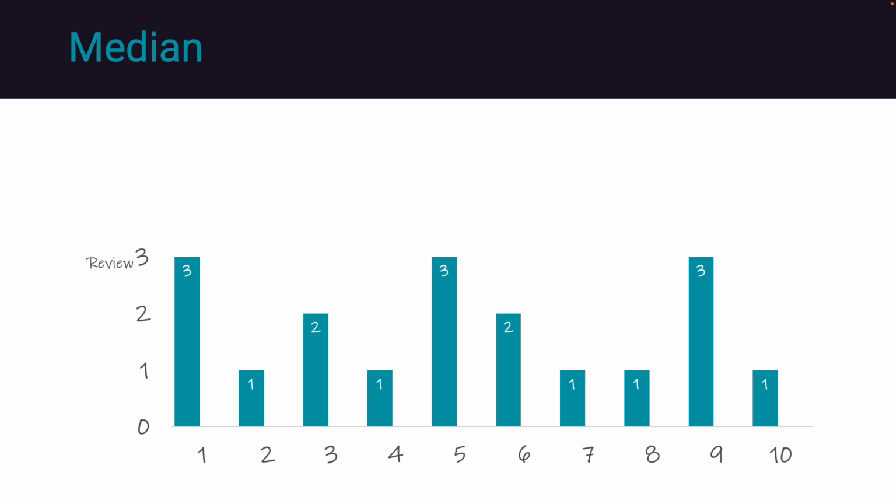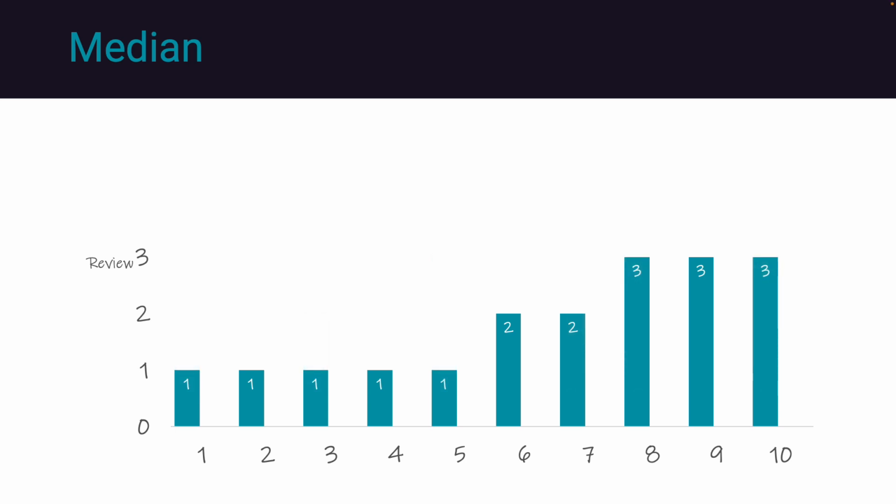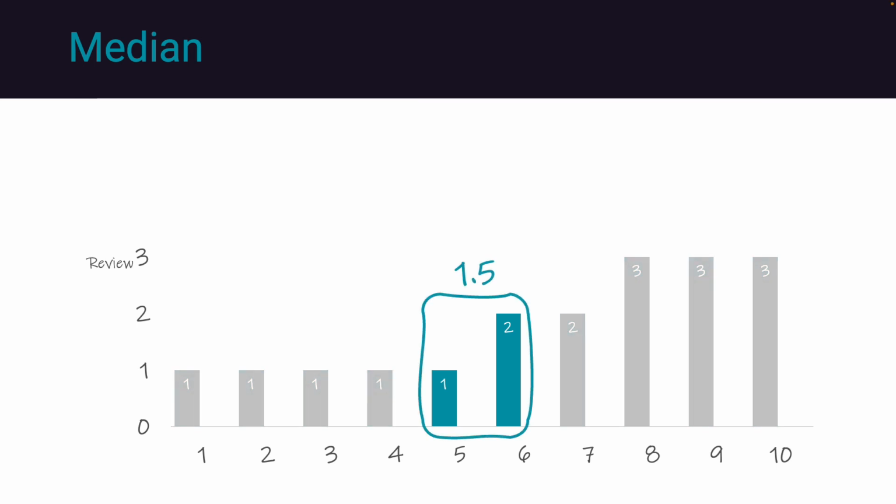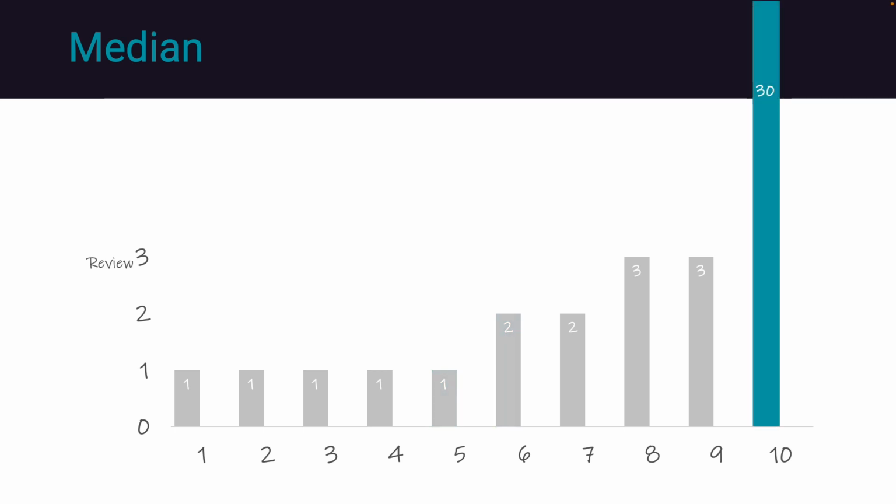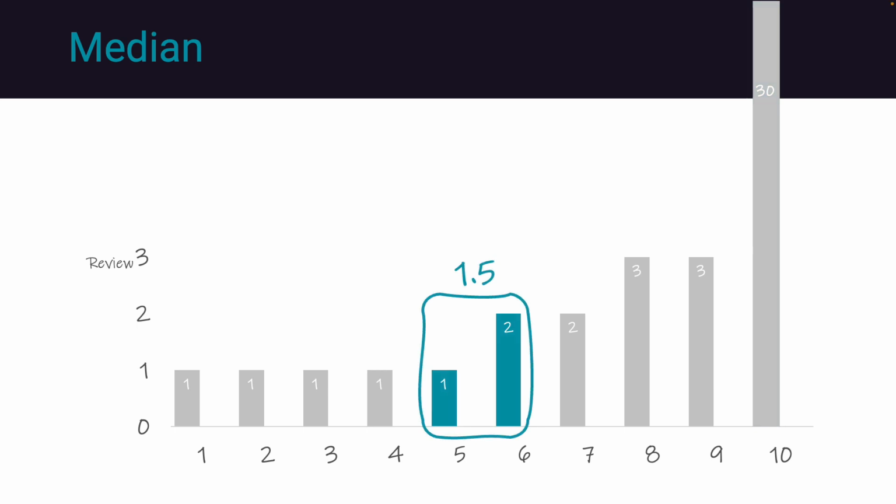The median, another measure of central tendency, indicates the middle value where half the data points are above and half are below. To find the median, we sort our data ascending or descending. If we have an even number of data points, we find the middle values, which in our case are the 1 and 2. The median is the average of these middle values, which is 1.5. The median, as opposed to the mean, is less sensitive to outliers. In this example, having a value of 30 on one of the customer's ratings does not affect the median value.